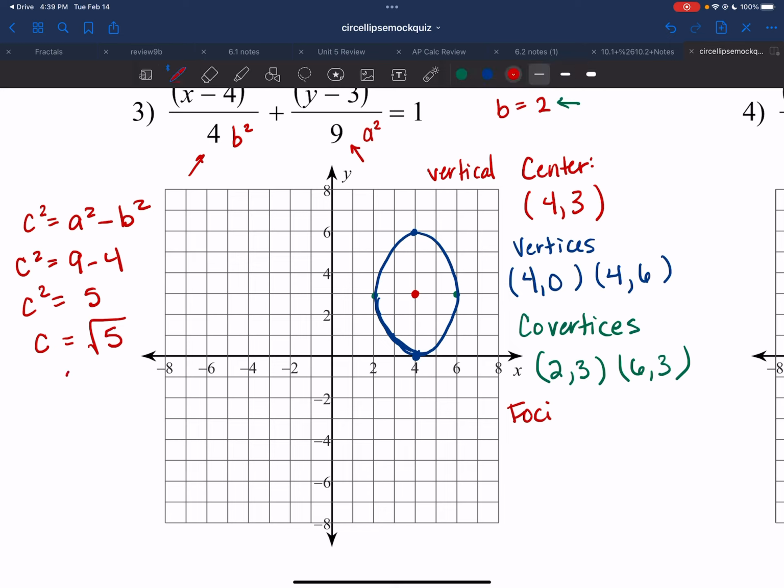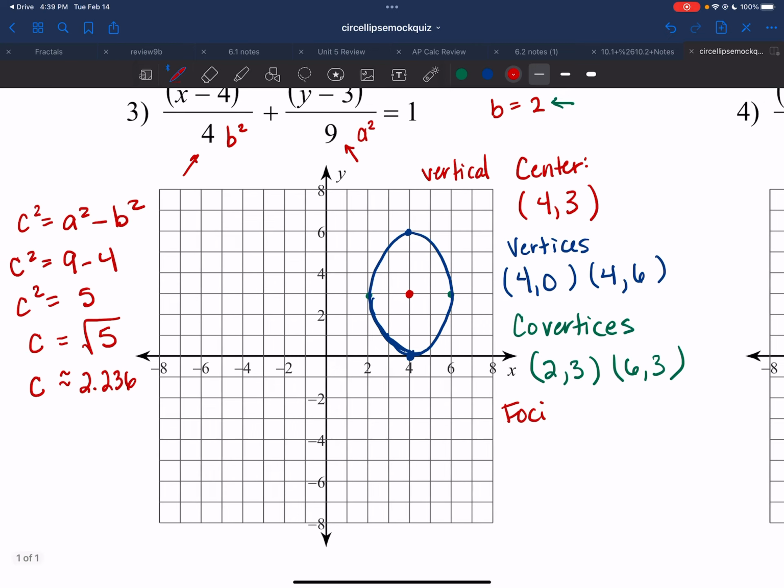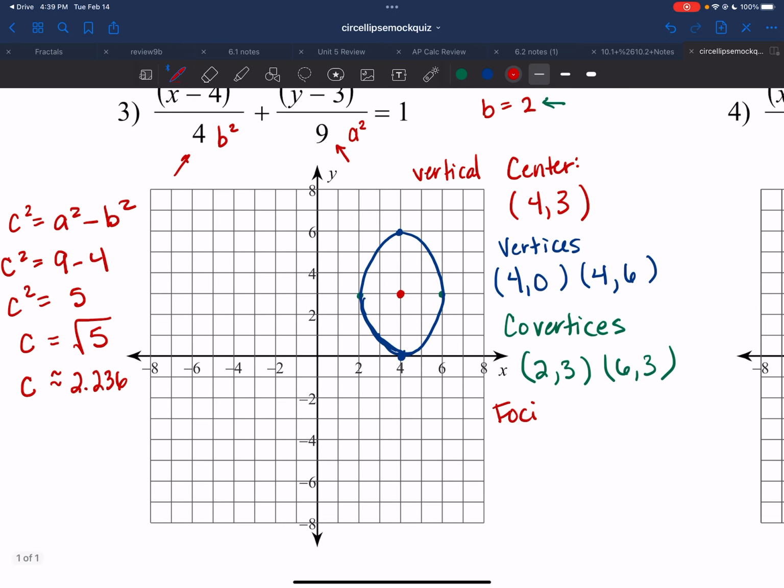about 2.236. You can give me just one decimal, that's fine. But for those of you who are taking AP Calculus next year, get in the habit of showing three decimals, because you'll need to do that. So 2.236, so that's about 2 1/4, or a little bit less than 2 1/4. So my focus would be right around there and right around there.